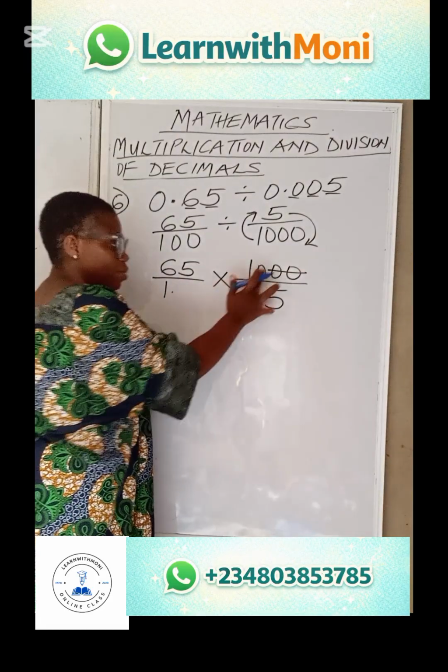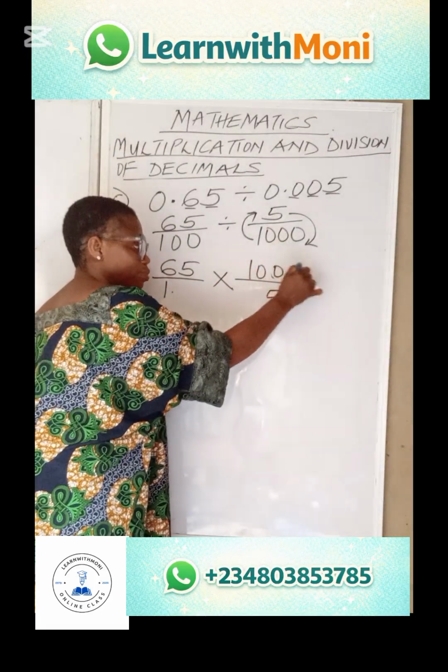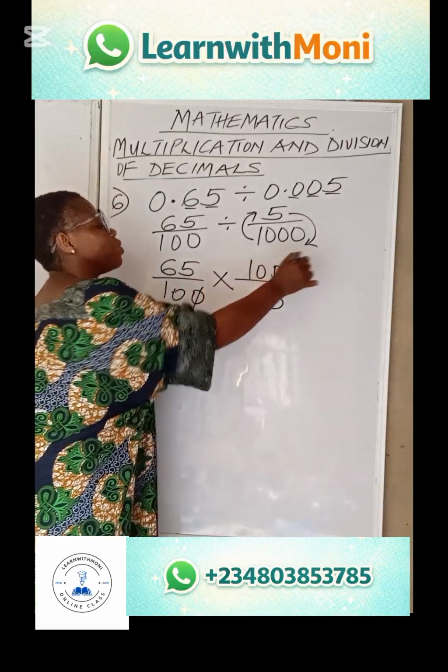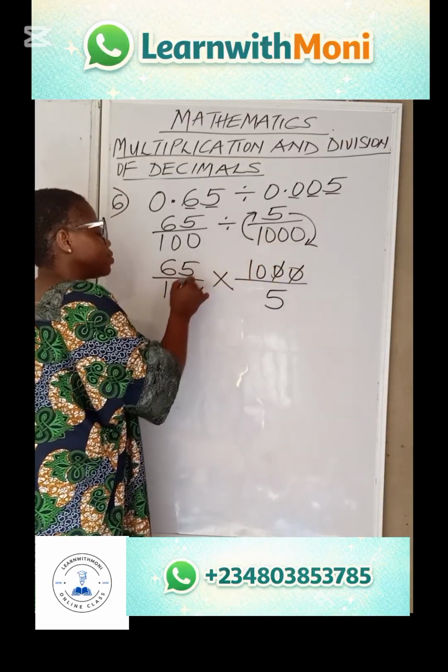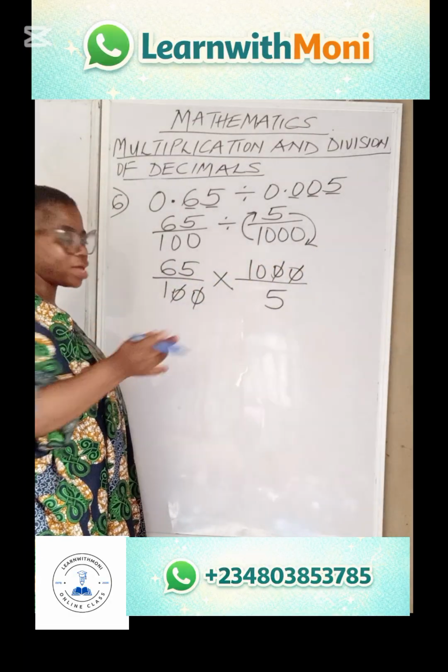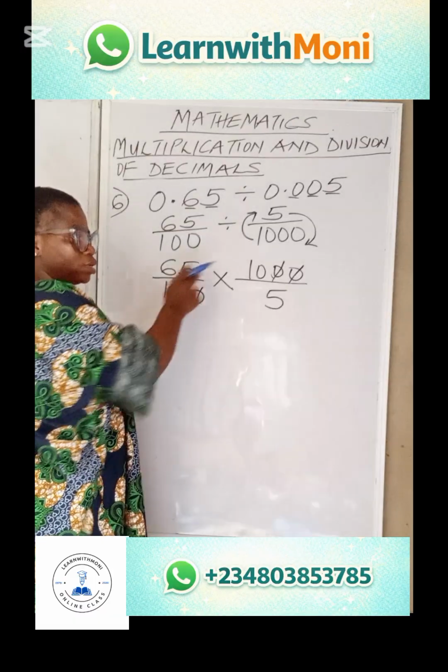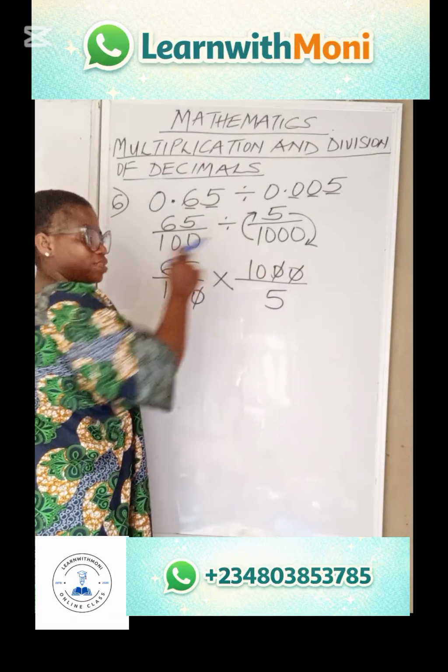Just what you say, 0 cancels 0, 0 cancels 0, if that is what you are used to. Well, that is actually 100 divided by 100 is 1. 1000 divided by 100 is 10.